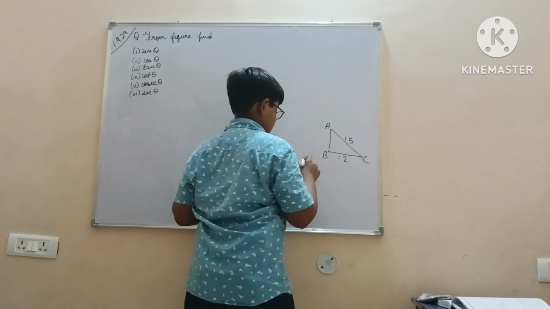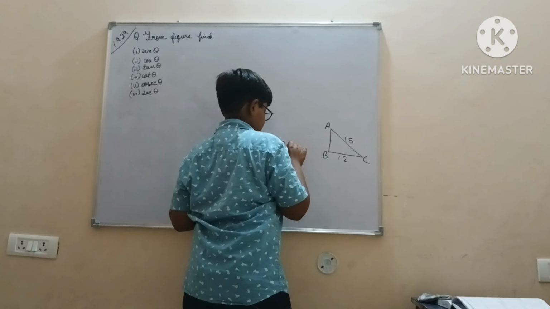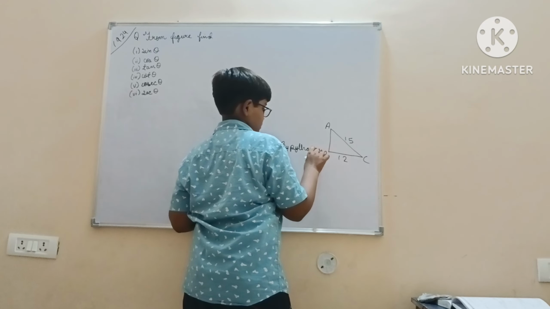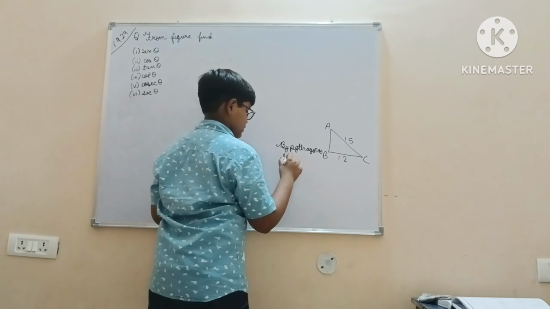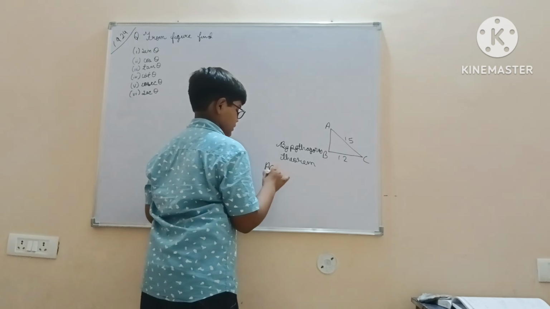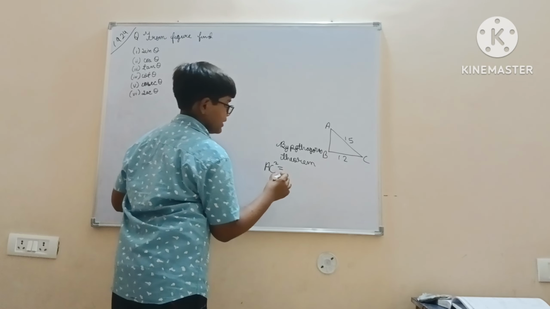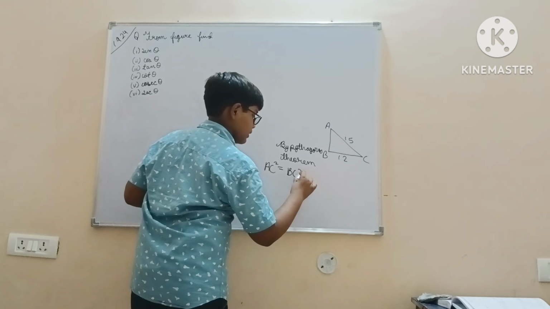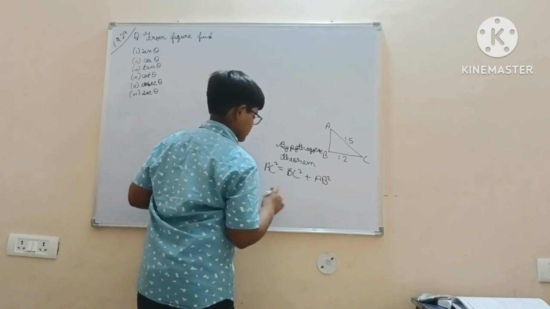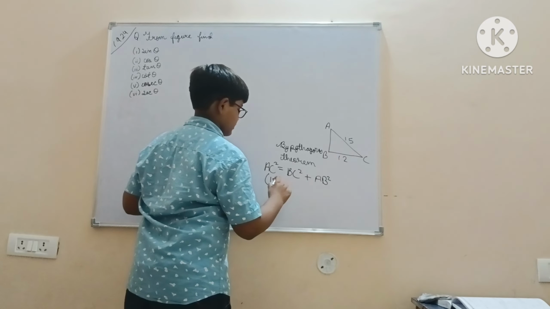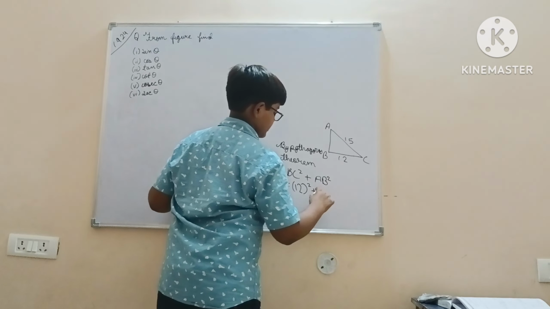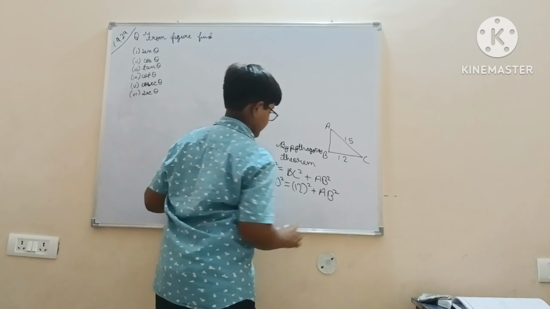So by Pythagoras theorem, we will find the height of the triangle, which is AC square equals BC square plus AB square. So the value of AC is 15, it will be squared, and BC value is 12, it will be squared, plus AB square. It has no value, so it will remain AB.